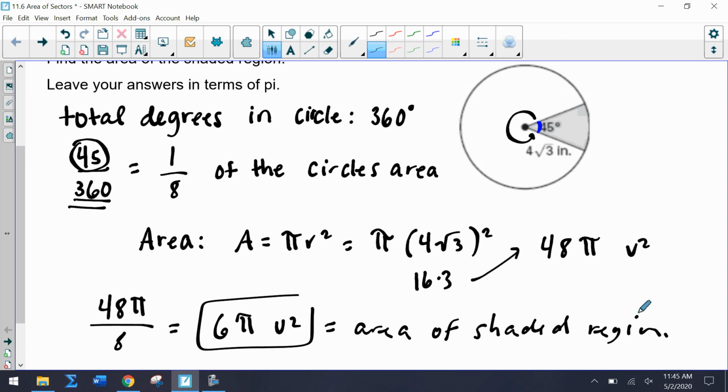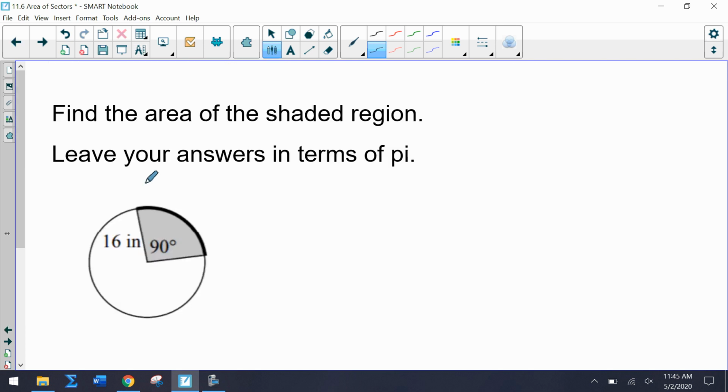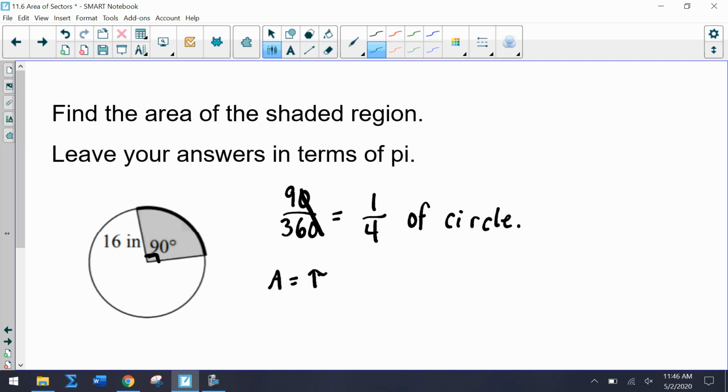So we're trying to find out what percentage or what fraction of the circle is fully shaded. Okay, so if we're looking at this diagram, we have a 90-degree angle there. So remember, 360 in total, but if we have 90 degrees there, if I reduce, that represents a fourth of the circle. So our area is pi r squared. So 16 squared times pi, which is 256 pi. But we have to divide that by 4.